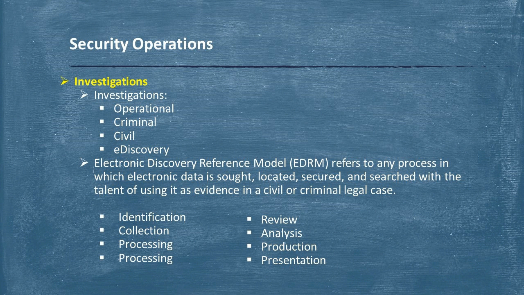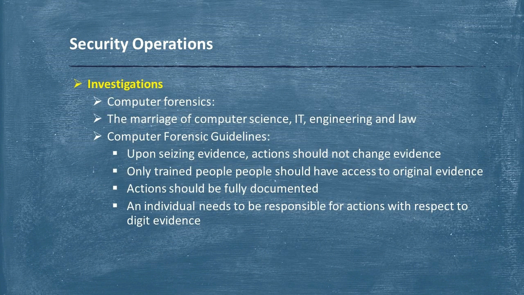Electronic discovery refers to any process in which electronic data is sought, located, secured and searched with the intent of using it as evidence in a civil or a criminal case. That is e-discovery. Here the process is to identify, collect, process, review, analyze, produce and then present. These are all the sequence of activities that can be performed in e-discovery.